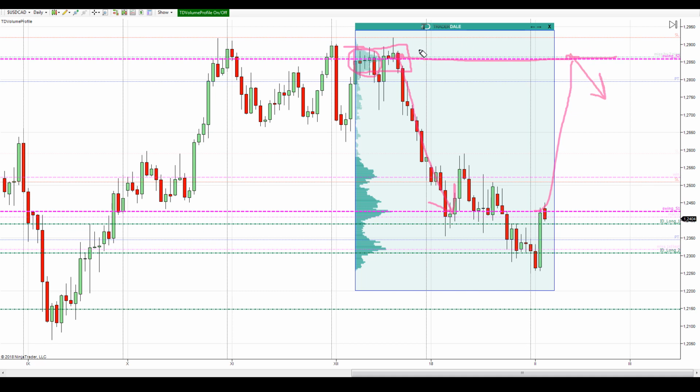Stop loss for this trade will be above this high, and profit target will be right there.